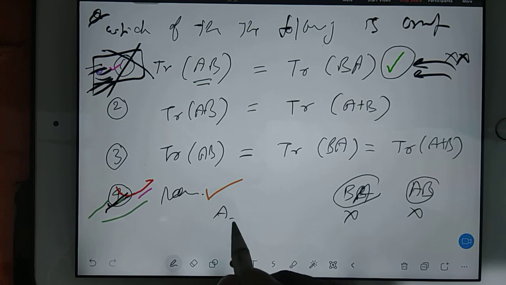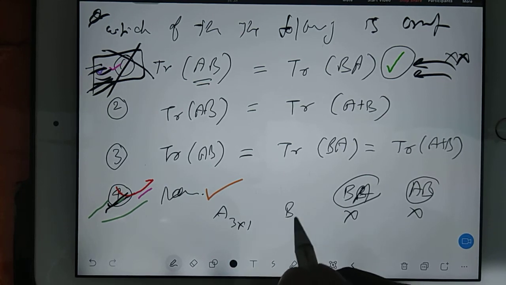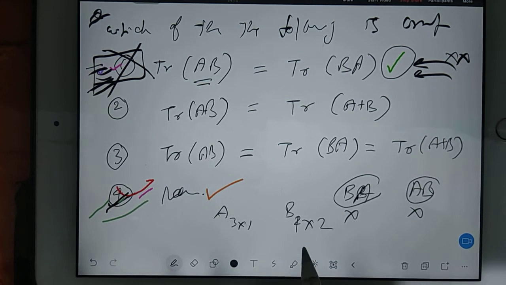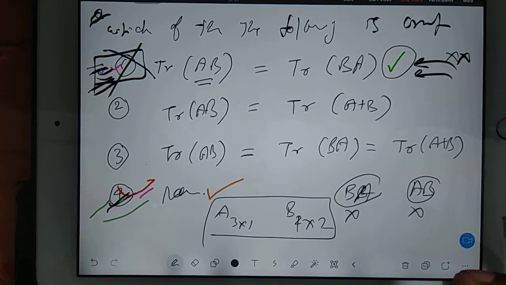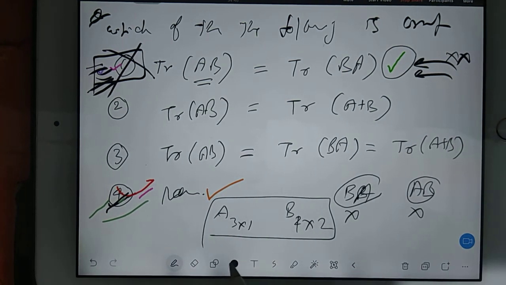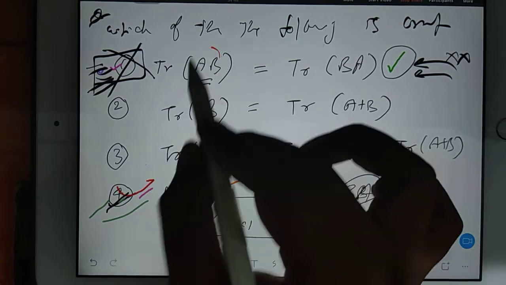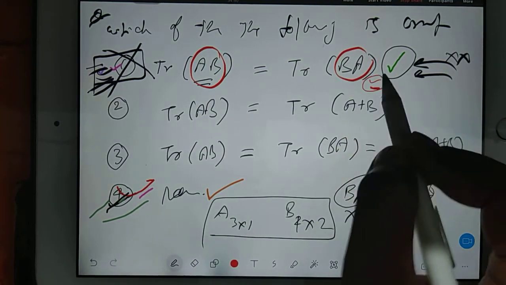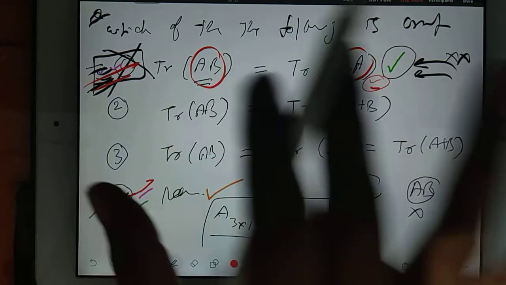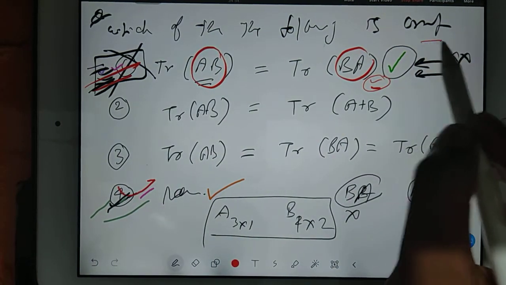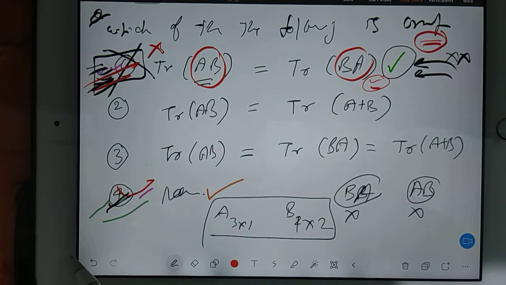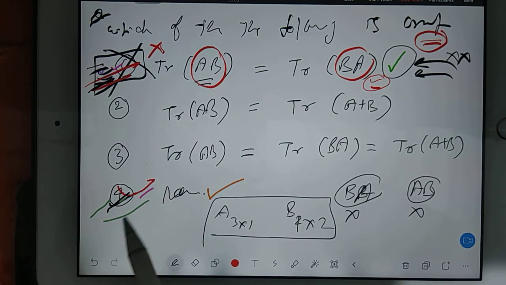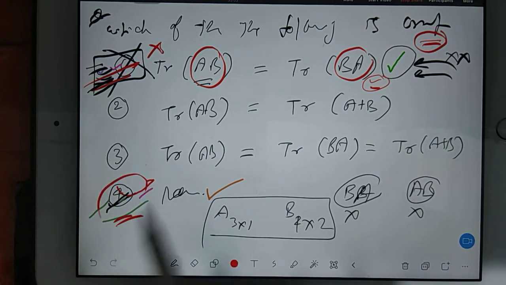Who knows, order of A is 3 into 1 and order of B is 1 into 2. So AB exists, but BA does not exist. So there is no question of trace. So if this is in your mind that AB and BA are existing, then you are choosing the first option, then you are correct. But because there is no information given about the order of A and B, right now in this question you cannot choose this. Okay. So option none is correct.